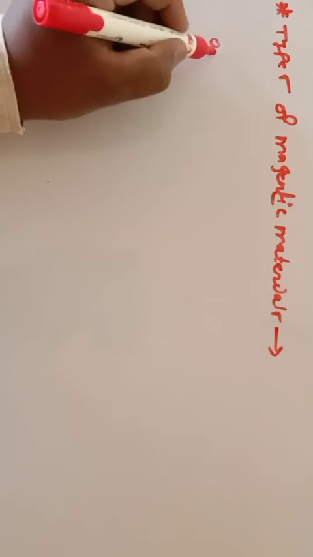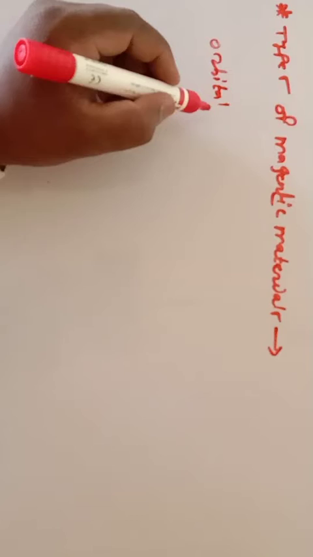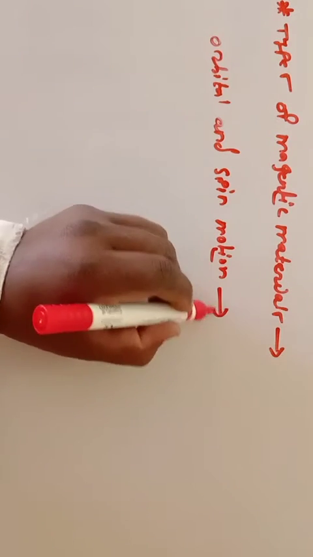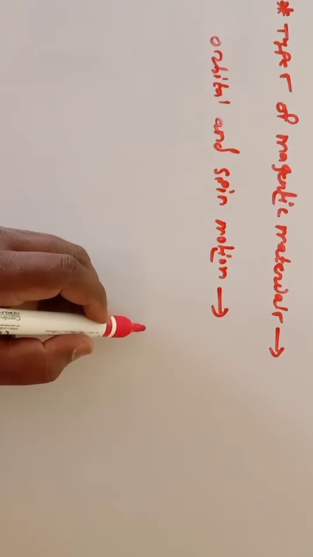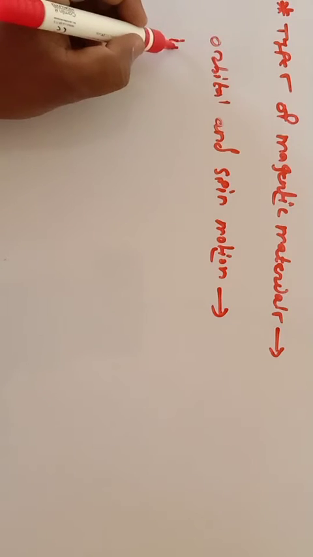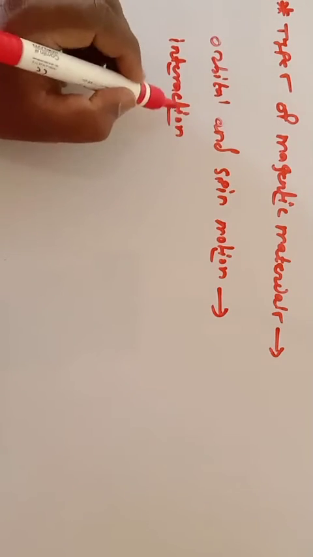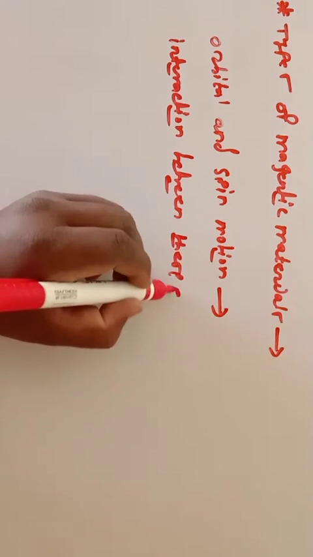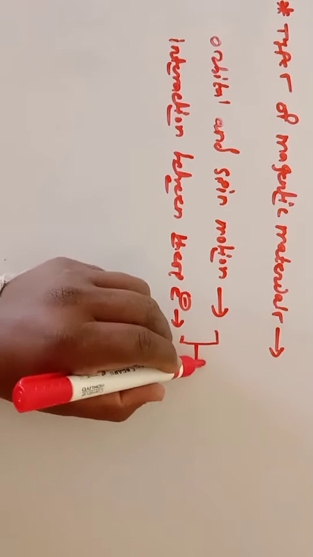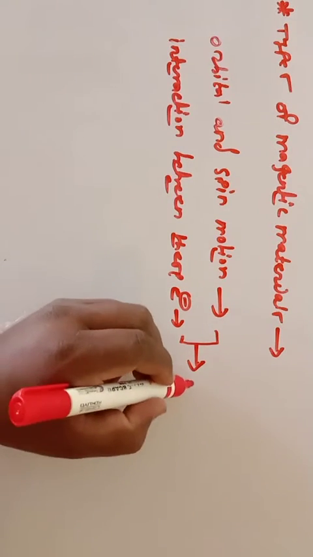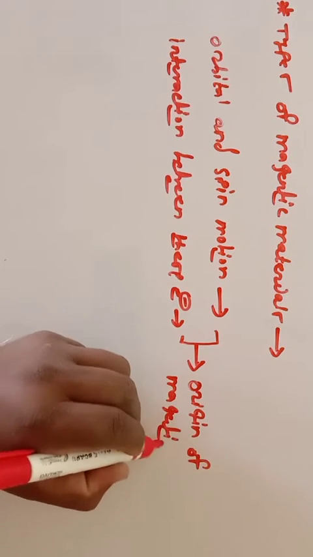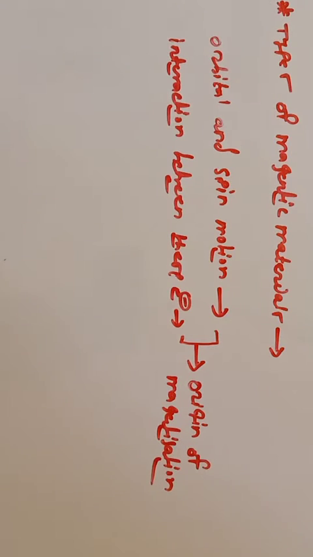So, the orbital and spin motion of electrons and the interaction between these electrons forms the origin of magnetization.